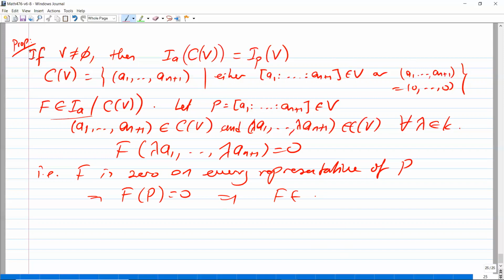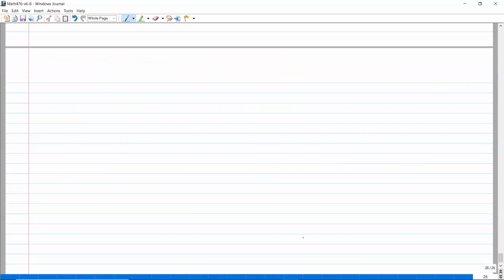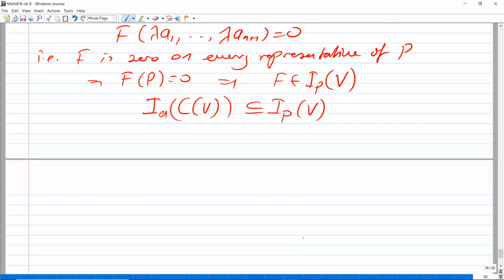So therefore, by definition, F of P is 0, so that F is in the projective ideal of V. So that means we have I(CV) is inside IPV. Now let's show the converse.